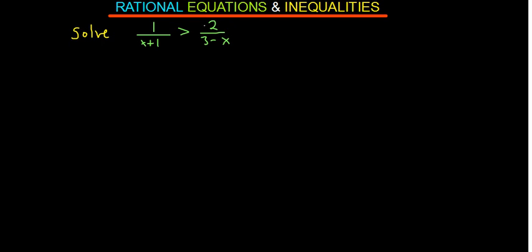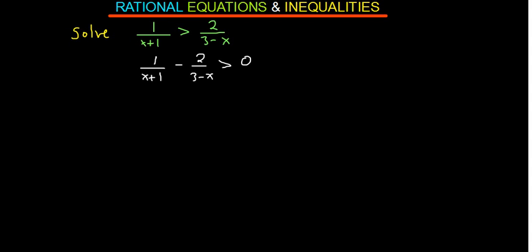So then what do we do? I'm going to get this term, take it this side, right? So that is going to become 1 divided by x plus 1. And then this term will become negative 2 divided by 3 minus x. And that is going to be greater than 0. Okay.